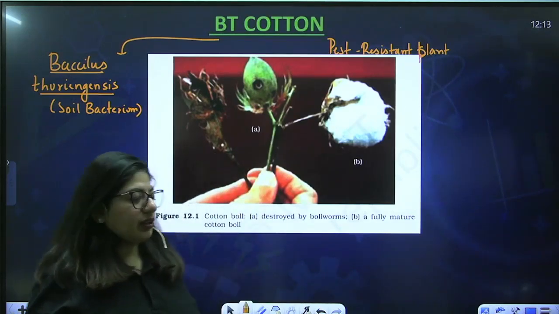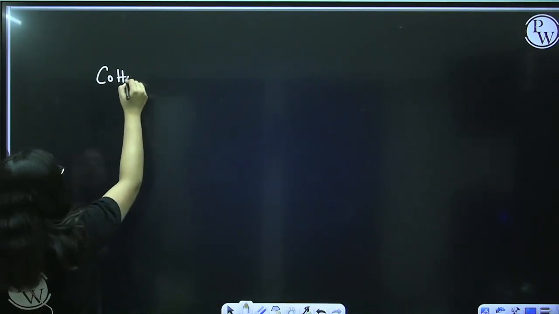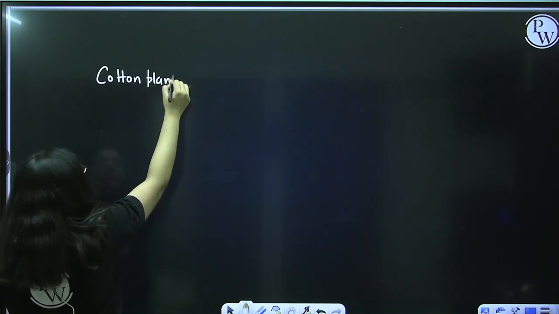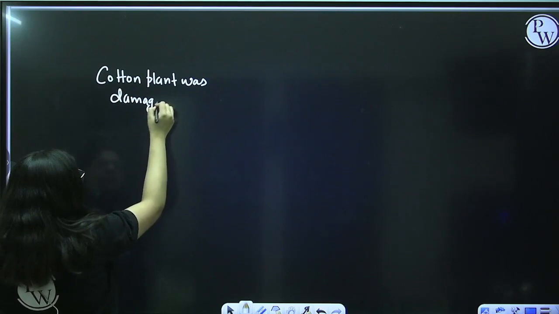So how did we make it and why did we make it? Everywhere, because there is a problem, only then you come up with a solution. So what was the problem? The problem was the cotton plant was damaged by insects. This was a problem.